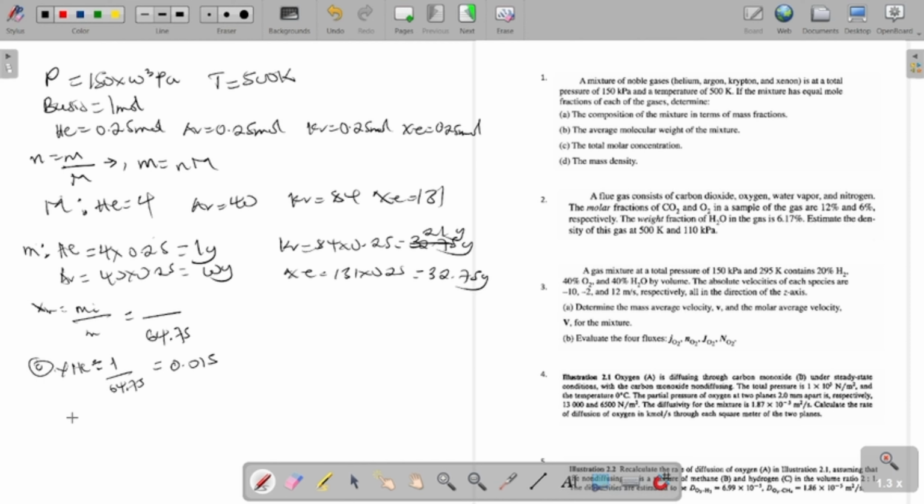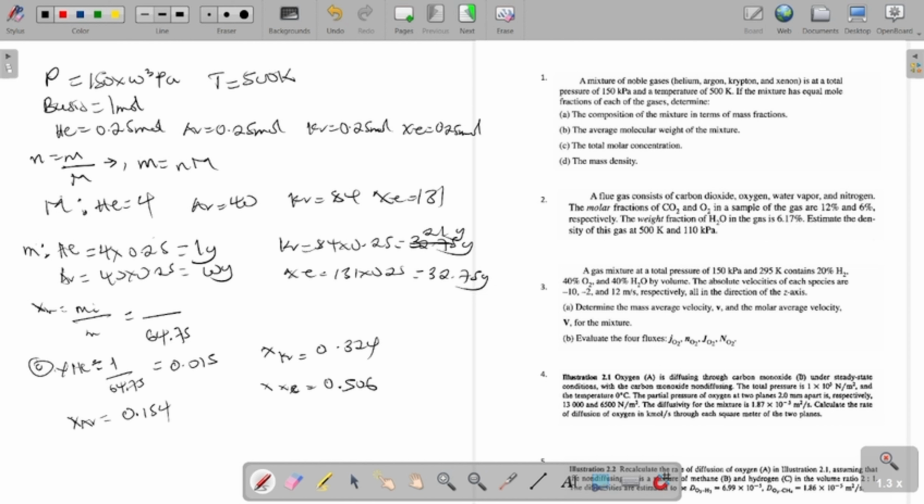We do a similar thing for argon, which leads us to 0.154. Then for krypton, which leads us to 0.324, and for xenon it becomes 0.506. So now I've calculated the composition of the mixture in terms of mass fractions. That's for part A.